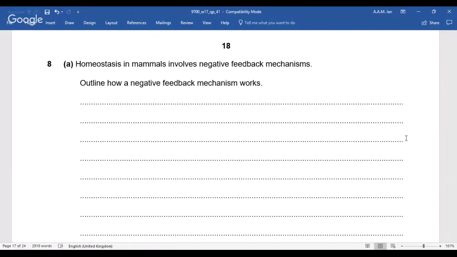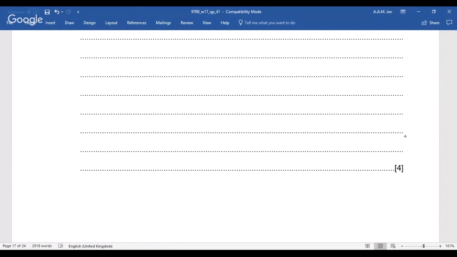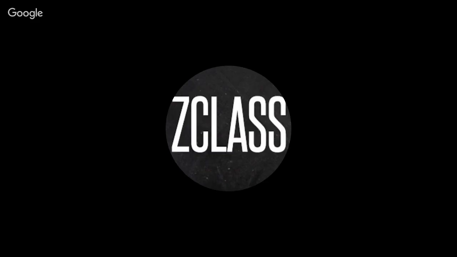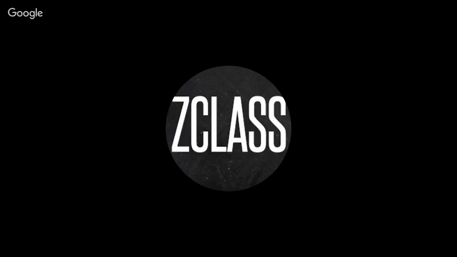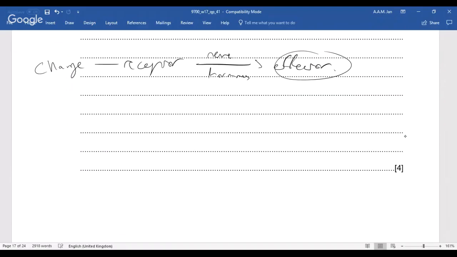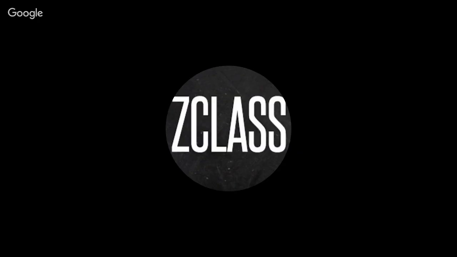So you've got it all right up to the point where your effector is doing something. You said that change happens, receptor detects it, and then via nerves or hormones, you've got an effector. What specifically does the effector do? It does something to counteract this change, so that whatever deviated from the set point returns to the set point. Good. And how does it do that? Sorry? How does it counter the change? So for example, if you're cold, you might start shivering.